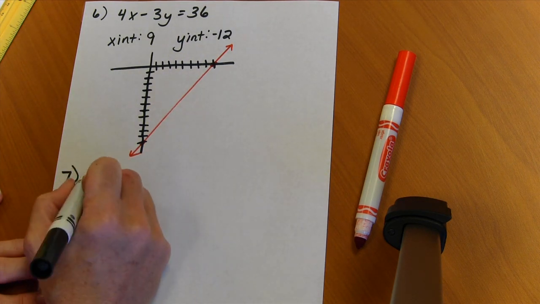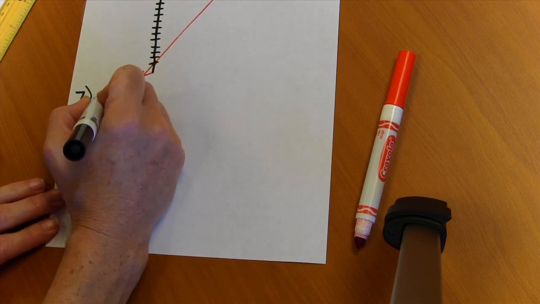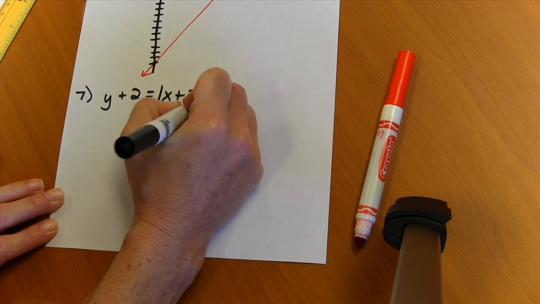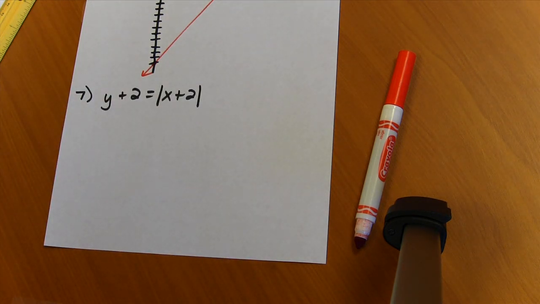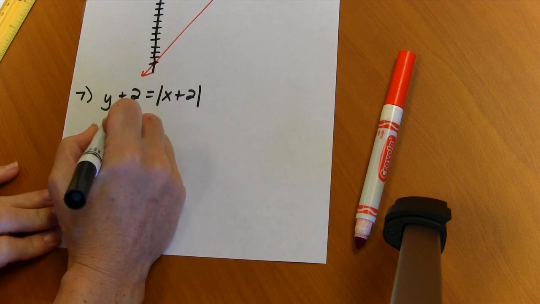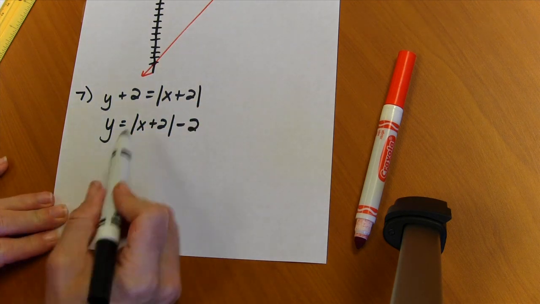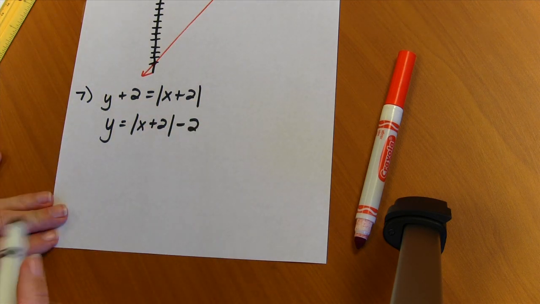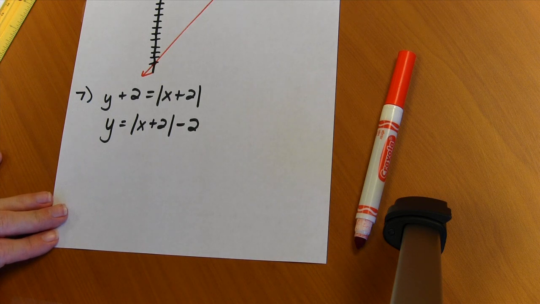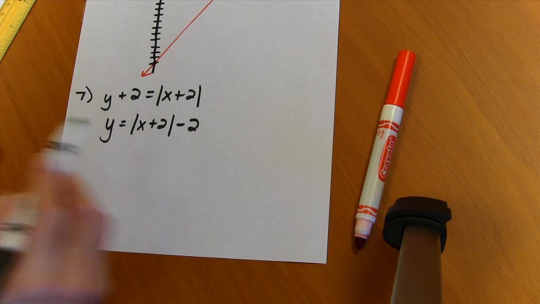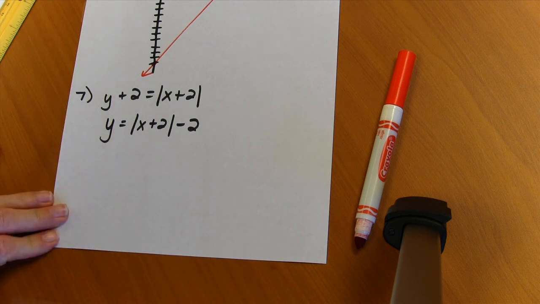Number 7, absolute value. Y plus 2 equals the absolute value of x plus 2. When you're graphing these, get y alone. Subtract 2 to the other side. And you have a foldable that gives us a shortcut on how to graph these. We need to know the shape. The shape is a V. In front here are no values. That tells me that the V, each side has a slope of 1 and then negative 1.